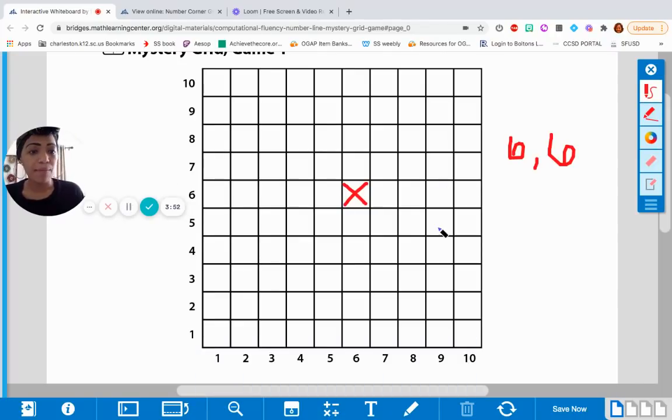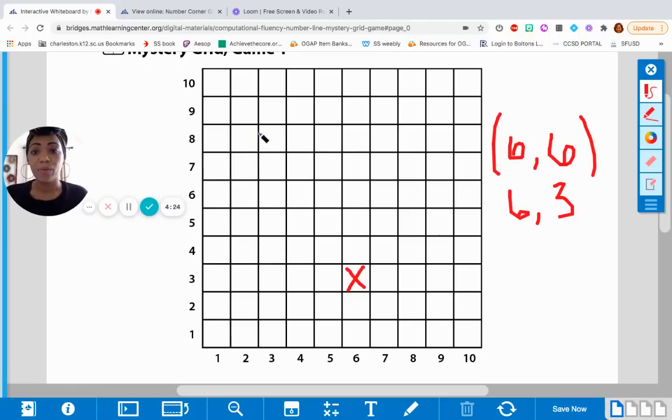And that one was probably a little tricky because they have the same numbers. So let me do another example. How about this one? Now that we know the first number is going to represent the column and the second number represents the row, what might you say if I asked you to describe the location of this square? Good, it is 6, 3. So we do the column first and then we do the row.